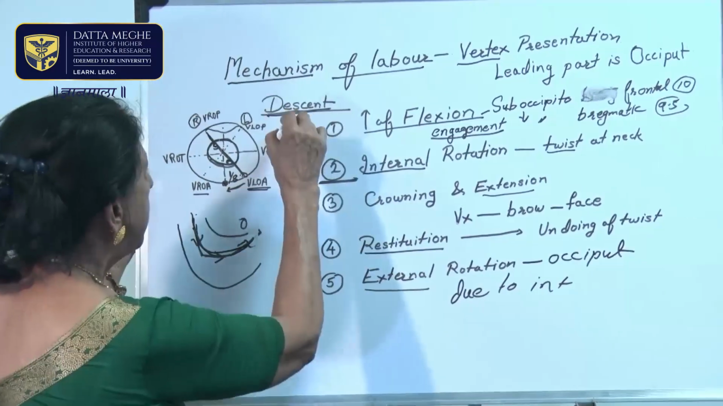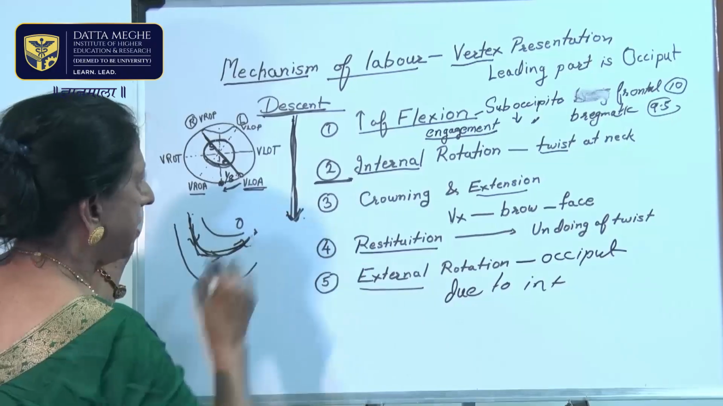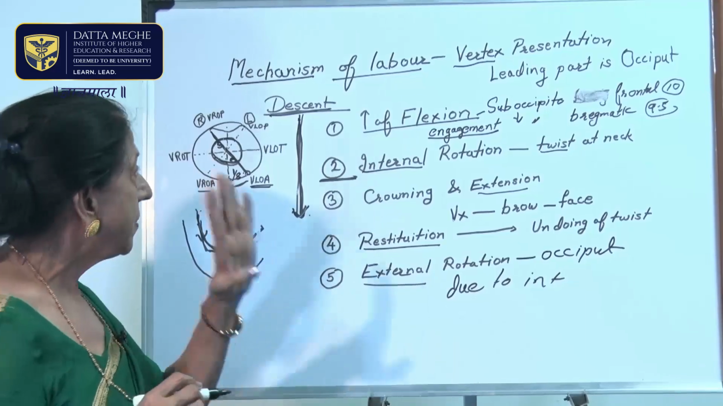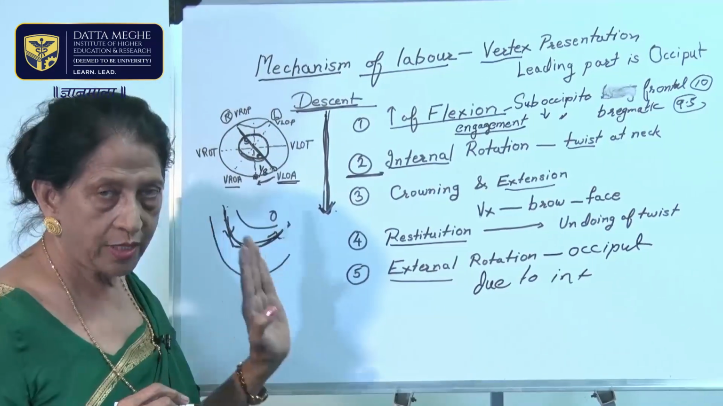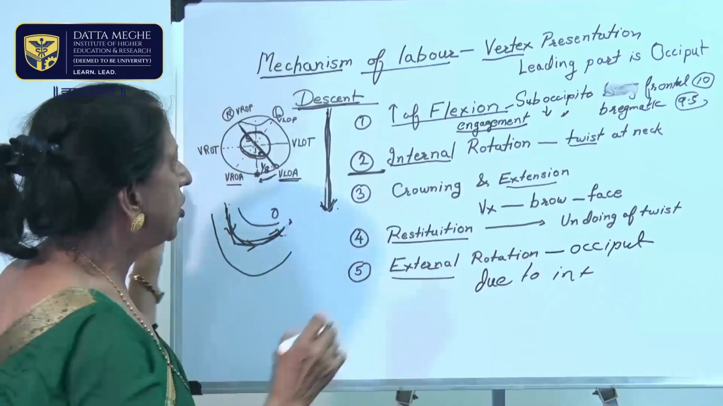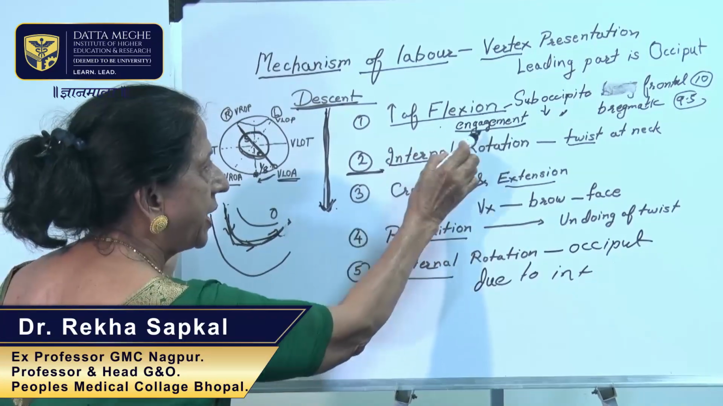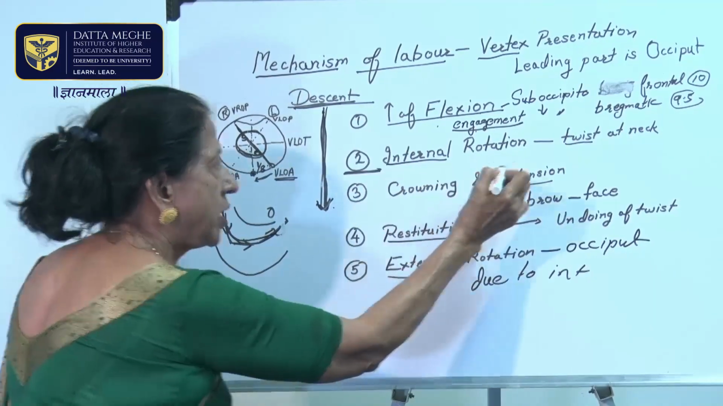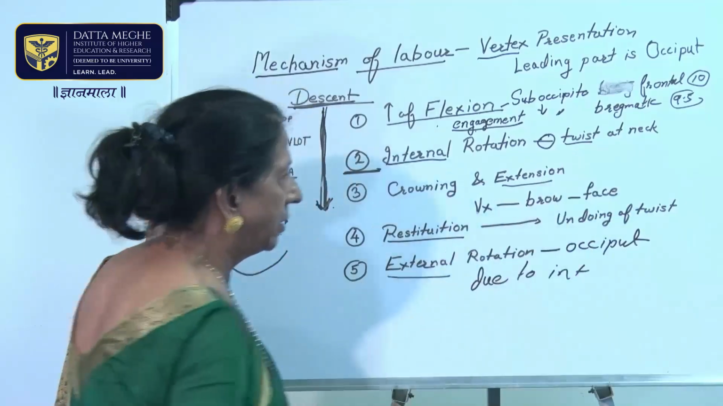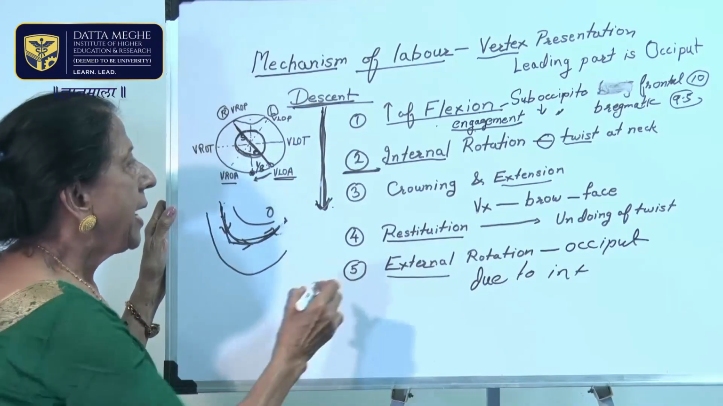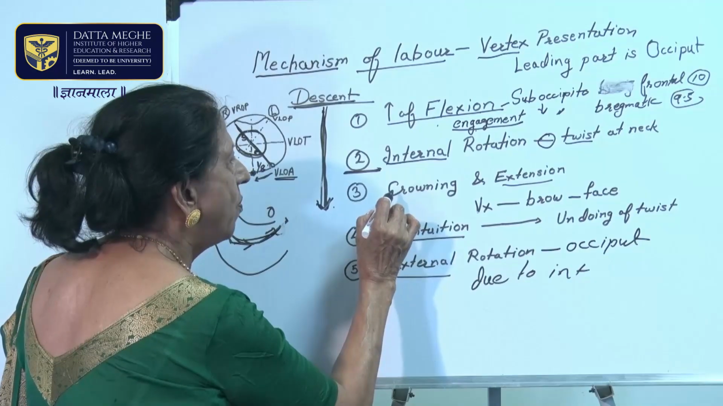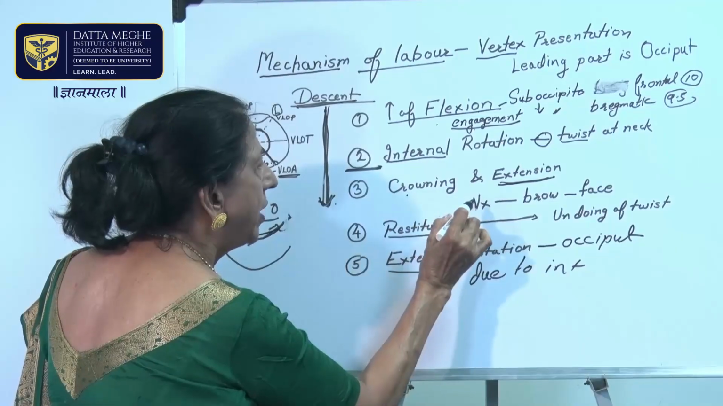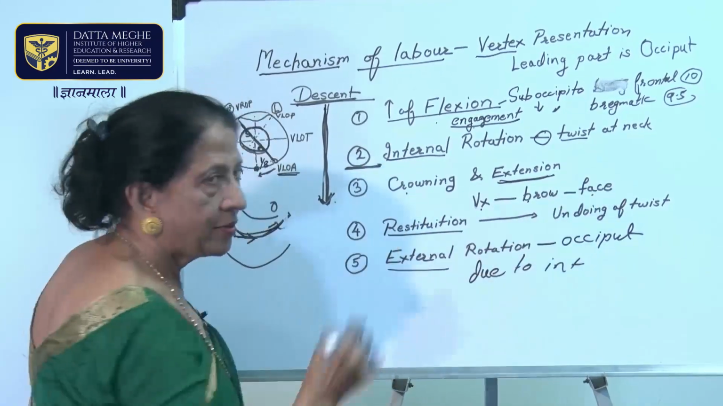Initially, the descent is occurring throughout the labor. What are the 5 points you should utter in the practical examination? First point, descent is occurring throughout the labor. Second, you will say there is increase of flexion and engagement. Second movement is internal rotation of the occiput with the twist at the neck. Next, the head is borne out by the movement of extension. During that movement, there is crowning where vertex, brow and face are borne out.